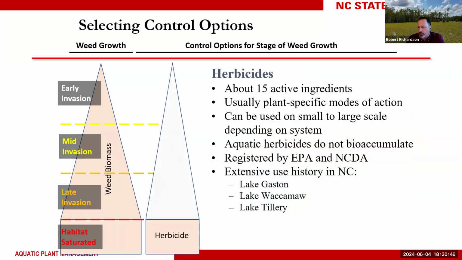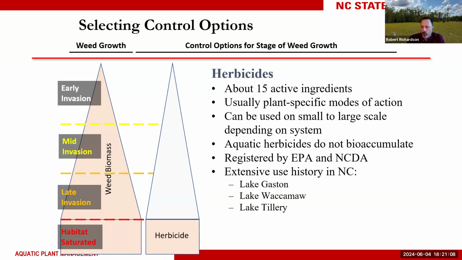And then the last option would be herbicides. So we have about 15 herbicide active ingredients that are registered for use in North Carolina. Most of these are plant-specific modes of action, meaning they attack a plant-specific pathway that's not found in animals or insects. Herbicides can be used on a small scale. They can be used on a large scale.